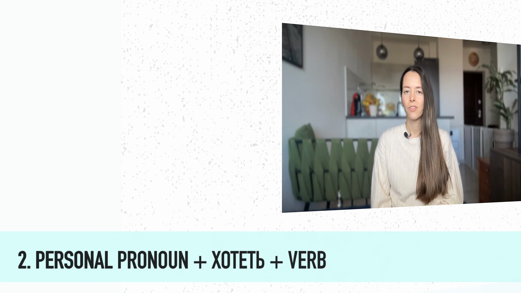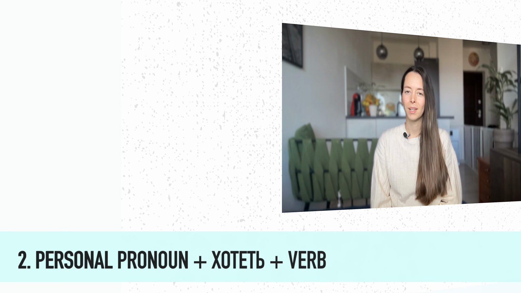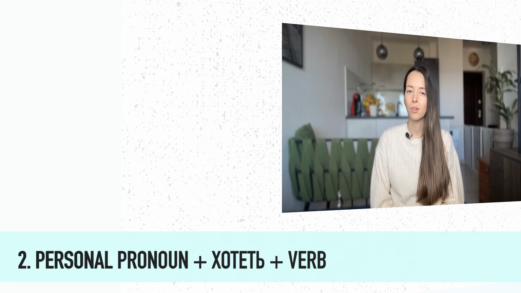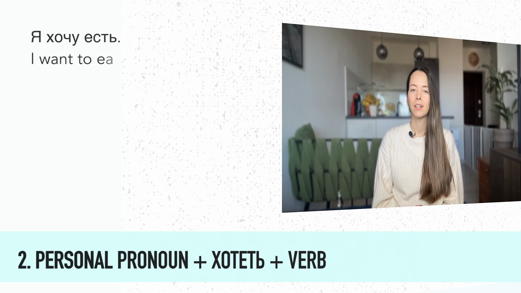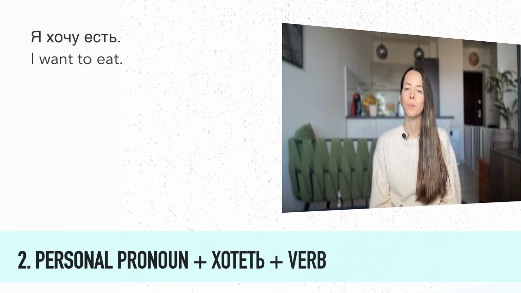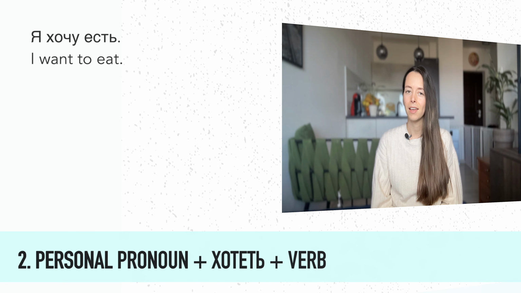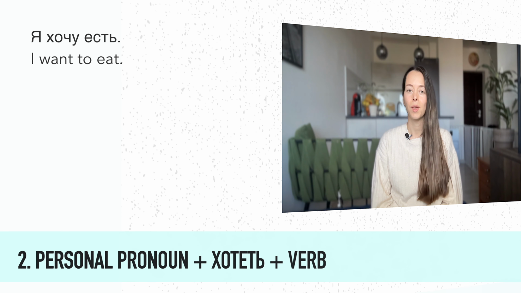The second construction or the second formula that I want to show you today is personal pronoun plus the verb хотеть plus a verb. For example, я хочу есть. Хочу is the verb хотеть in the first person singular because we have я, I. Я хочу есть. I want to eat.